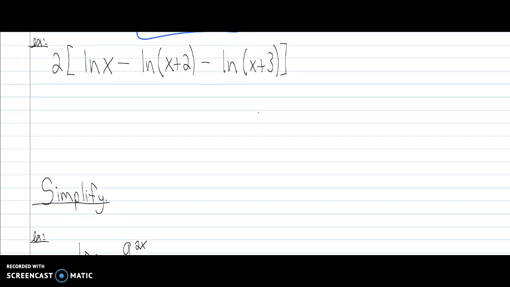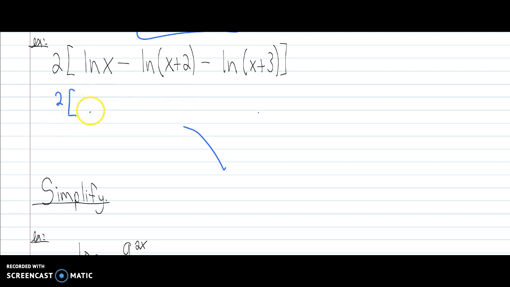Here's the next problem. Maybe you want to try to pause the video and try it on your own, then you can see what the answer is and listen to my explanation. But what I see is inside of these brackets, there's a lot of work to do. I'll keep the 2 on the outside for right now.